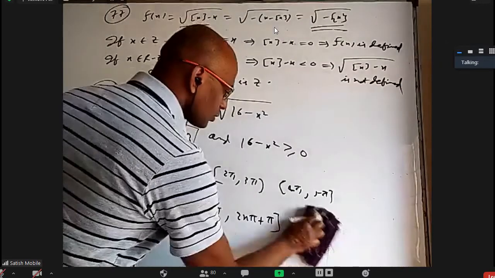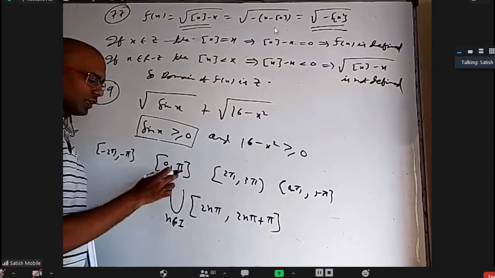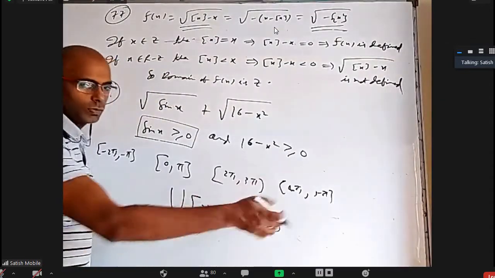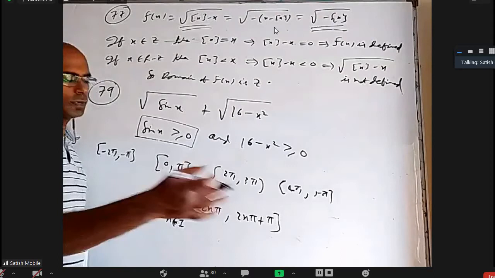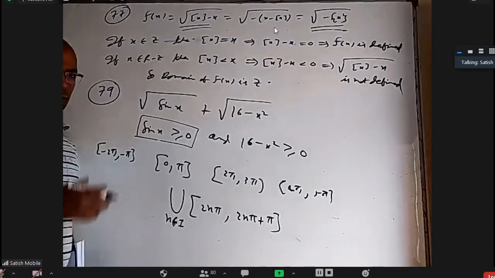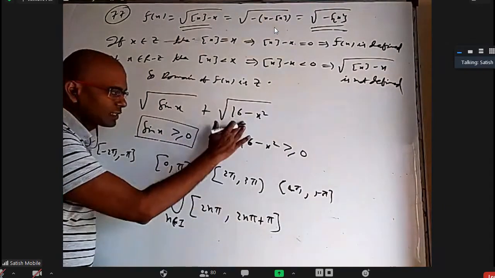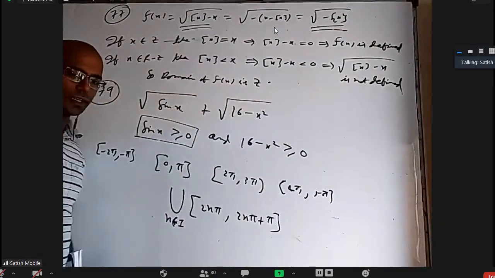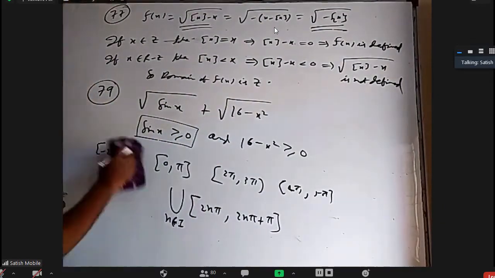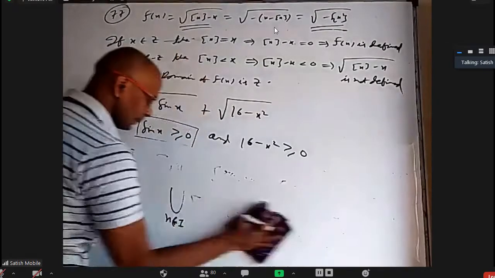Okay. So you put n equal to 0, you'll get one interval, n equal to 1, n equal to 2, n equal to 3, 4, 5, minus 1, you'll get so many. Union of all of them, we'll write like this. Only for this, the answer would have been this. But we'll find the answer for this, and within that, we'll take the intersection. Let us see that. You don't have to write this. Okay. I'll explain the whole thing.